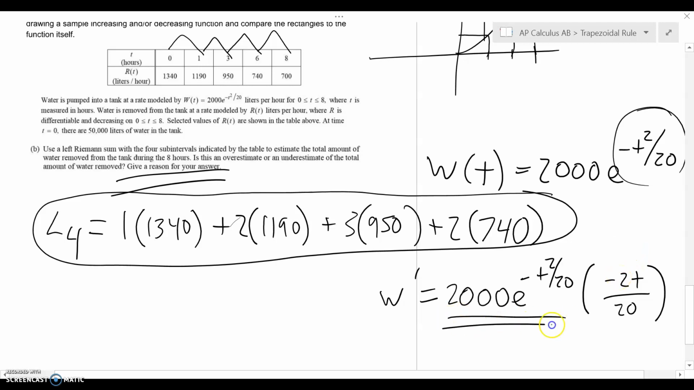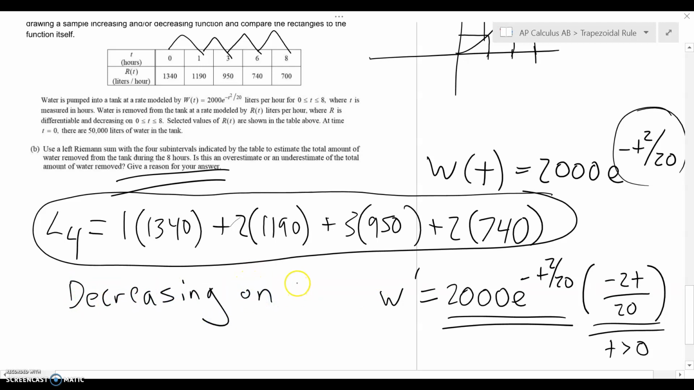This piece of it is always positive. This piece of it is going to be negative when t is greater than 0. So when t is bigger than 0, which it is for this entire table, our derivative is negative. Therefore, we have a decreasing function on this interval. So decreasing on the 1 to 8, or 0 to 8, I guess, interval. So if we're decreasing and we've got a left edge estimate, it would be an overestimate.